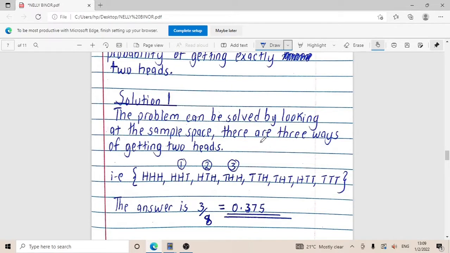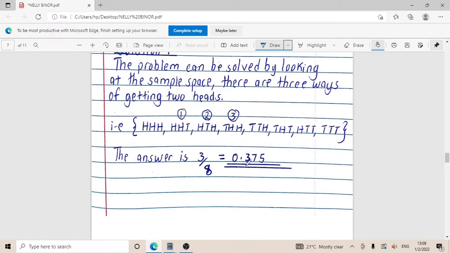So there are 3 ways of getting 2 heads. That is by this, this, and this. But we are looking for 2 heads. So this one is having 2 heads, and this one is having 2 heads, and this one is having 2 heads. So out of the 8, I'm having 3. So the answer is going to be 3 out of 8, which is going to give me, in decimal places, 0.375.